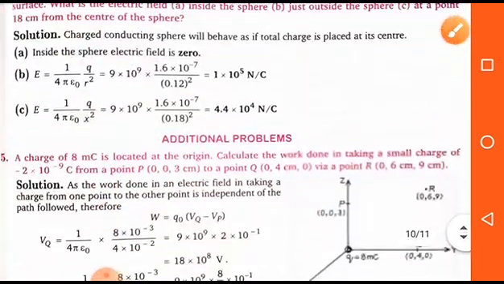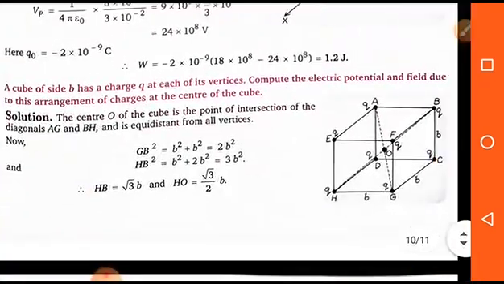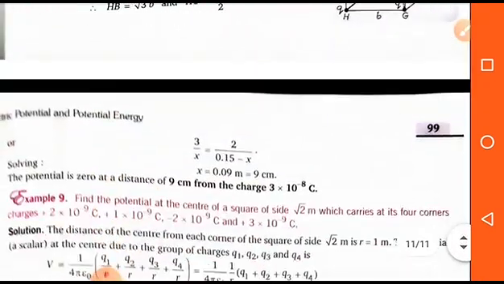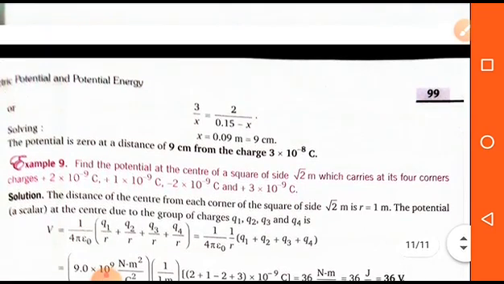So students, you can solve these questions with the help of the above description and solved numericals, and try to understand all the definitions and basic concepts of electric potential and potential energy.